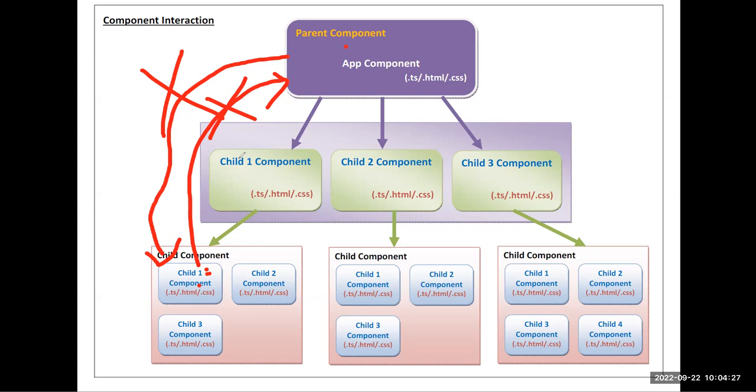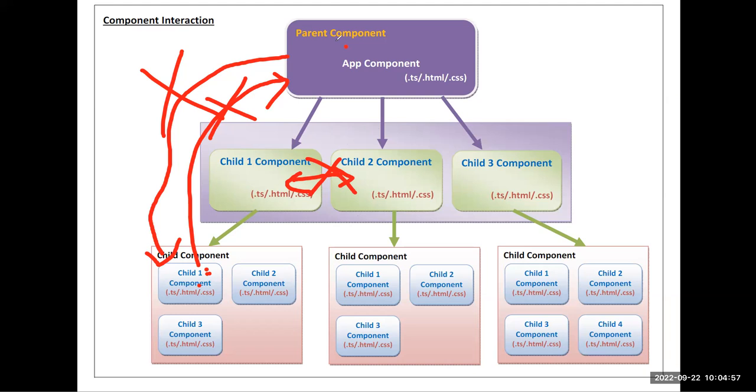Indirectly we can perform it, that is another thing. But directly it is not possible. Again, you cannot send data directly from child 1 to child 2. That means you cannot send data to your sibling. You cannot send it. With the help of component interaction, it is not possible. There are other different ways, but with this it is not possible.